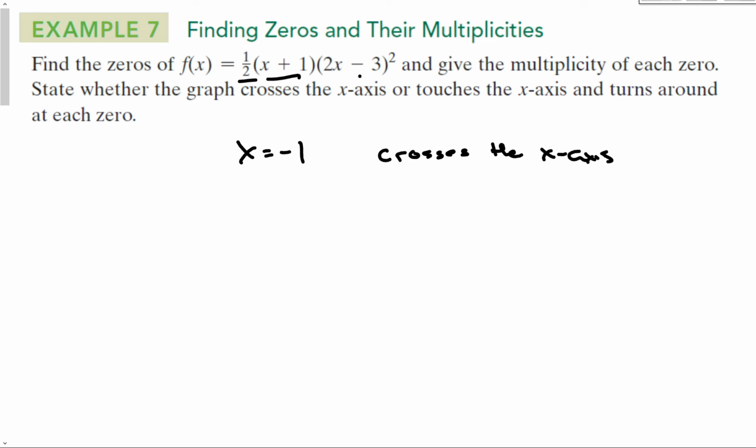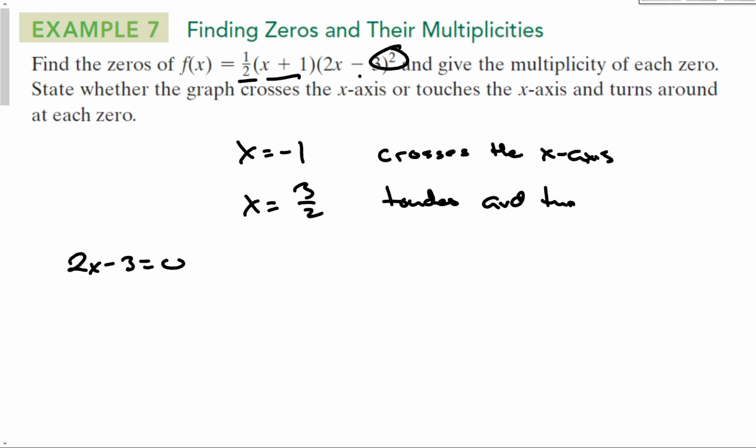Now at this 0, we have 2x minus 3 squared, which means that x is going to be equal to 3 over 2, which I get by setting that equal to 0. Okay, now it happens twice because it's squared. Okay, which means that the graph touches and turns. Okay, so if I was going to graph this, I would say that the graph goes through negative 1, and at positive 3 over 2, it touches and turns around.